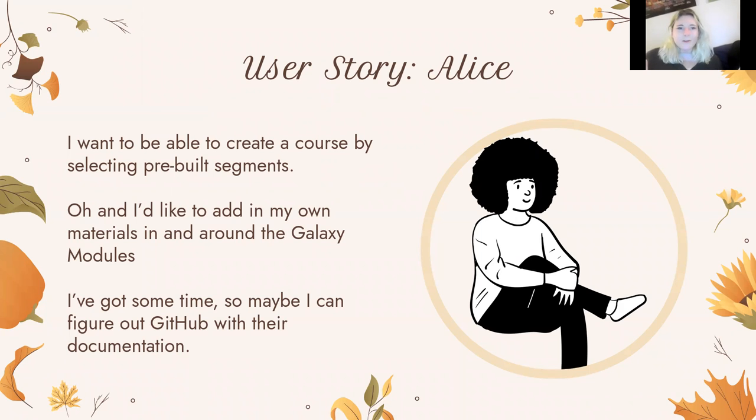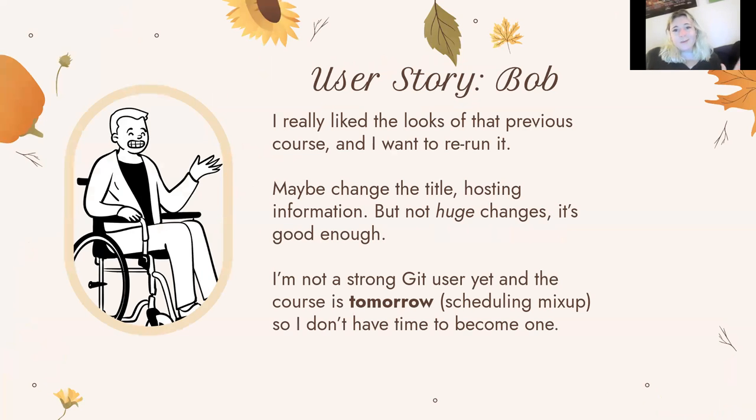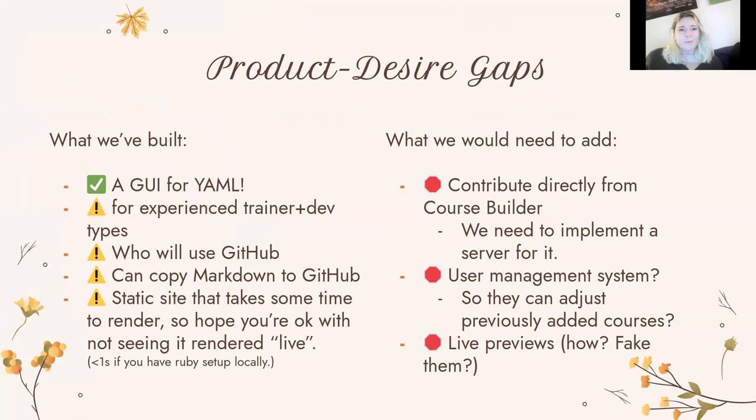They want to be able to create their own courses. They want to drag and drop to rearrange things. They want to bring in their own materials and not just use the existing video library or the existing training materials. Some of them are familiar with GitHub, and some of them aren't, and have significant time pressures where they need to get this course page thrown together really quickly. They may want to use what we already have, but if they're not a strong Git user, then we have to think about how we can accommodate these use cases.